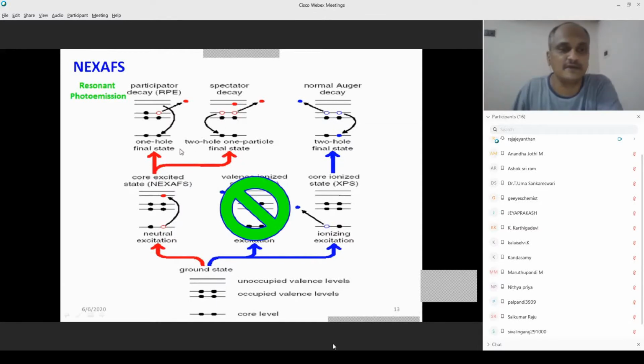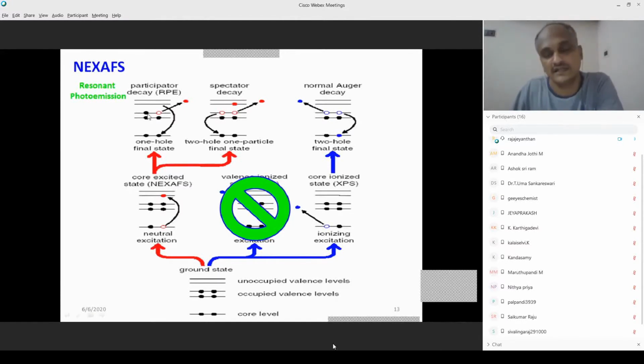In the participator decay, what will happen is the excited core electron, which occupies the unoccupied valence shell, will return to the core level. While it is returning, it will release energy. That energy will kick out an electron from the occupied valence level. If that has happened, then it is called participator decay.